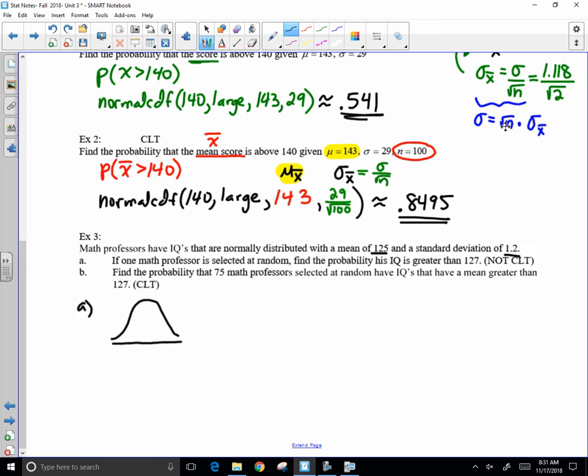So the mean is 125. 127, I don't know precisely where that's going to be, but I know it's got to be, if I'm counting in terms of standard deviations equal to 1.2, a smidge less than 2 standard deviations away from the mean.